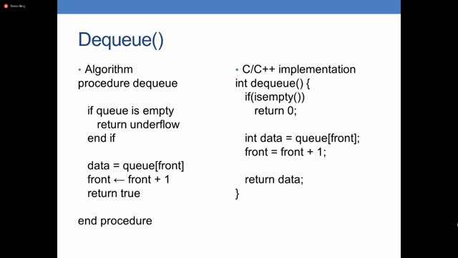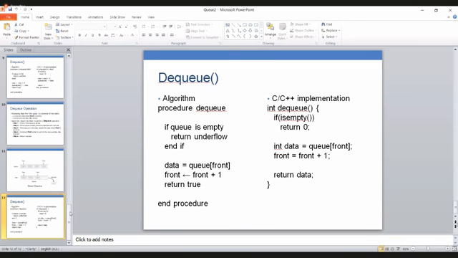Then the if condition should end up with endif, right? If underflow doesn't take place, then data gets assigned the queue front. The front element is taken using data, then front has to be incremented by 1, then return data, then end the procedure. Right?